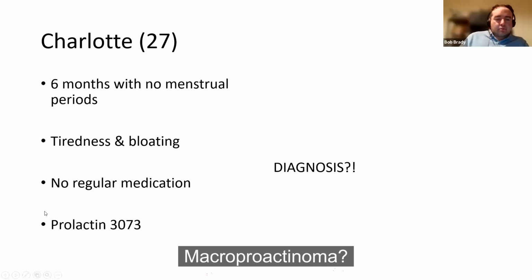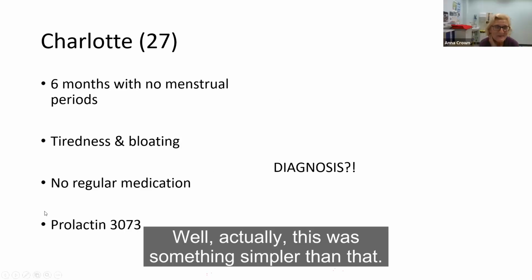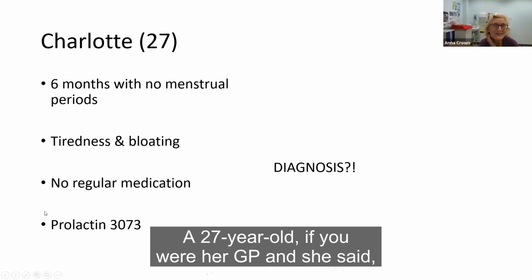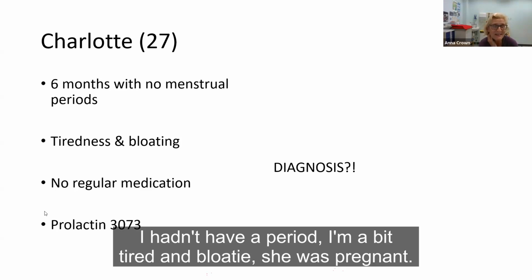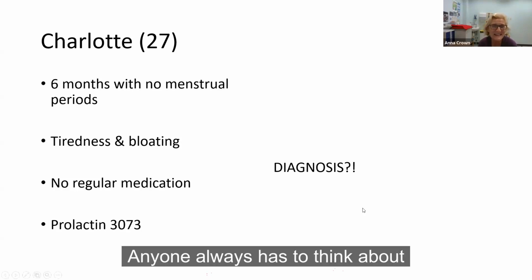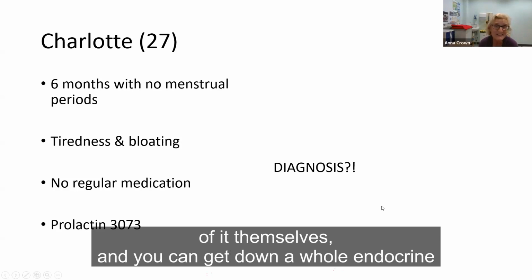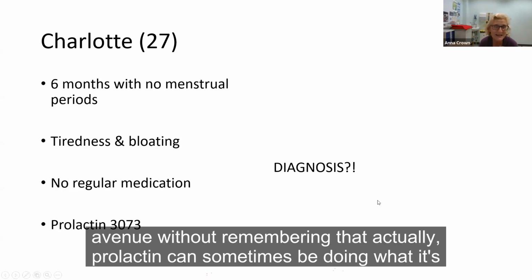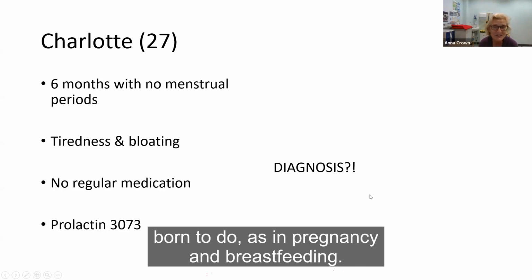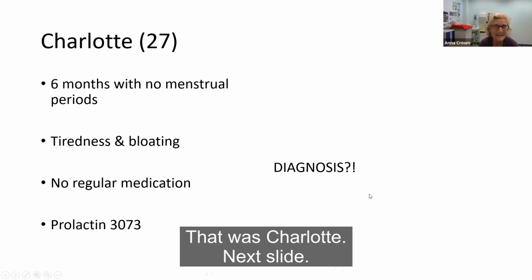Macroprolactinoma? Well, actually, this was something simpler than that. So a 27-year-old, if you were her GP and she said, I hadn't had a period, I'm a bit tired and bloaty, she was pregnant. So anyway, one always has to think about the physiological causes because sometimes patients don't think of it themselves, and you can get down a whole endocrine avenue without remembering that actually, prolactin can sometimes be doing what it's born to do, as in pregnancy and breastfeeding. So that was Charlotte. Next slide.